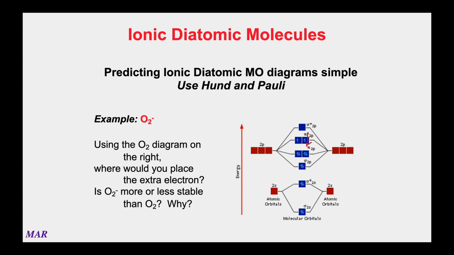We are adding, though, an electron which is going in an anti-bonding orbital. So we would not expect the O2 minus 1 ion to be as stable. Adding anti-bonding electrons makes the molecule less stable. If you add bonding electrons, or if you take away anti-bonding electrons, you'll make the molecule more stable. So it's kind of cool how everything works out.